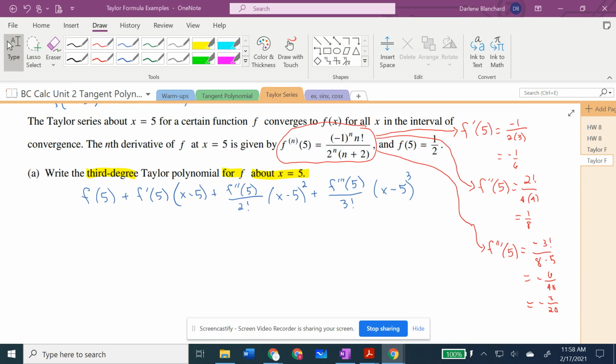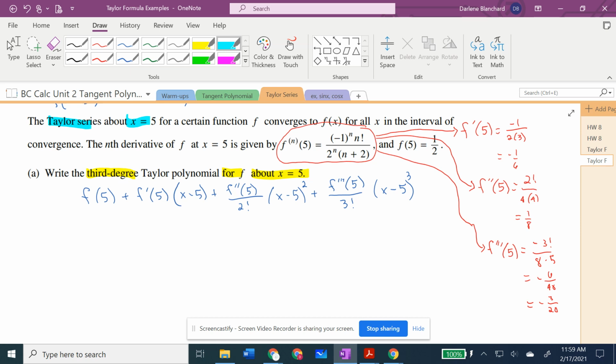For this problem, you are told that you have a Taylor series about x equals 5. Now, I haven't talked about what interval of convergence means yet. We will get to that. What it's basically saying is that it converges to f of x over a particular domain that you don't need to concern yourself with right now.